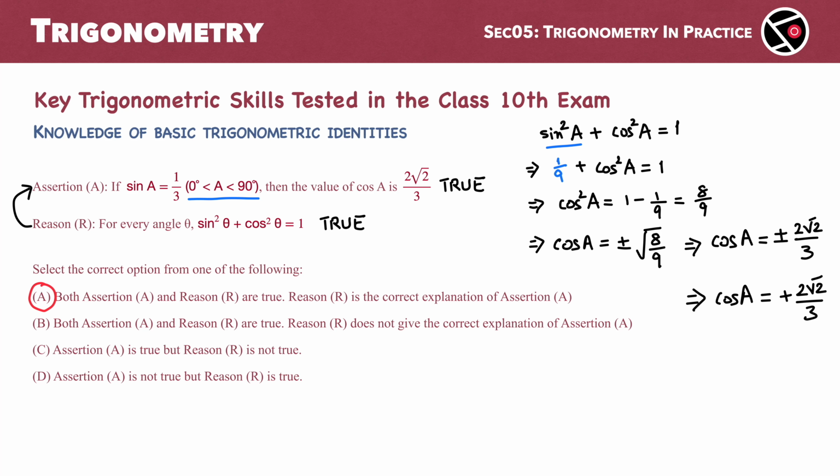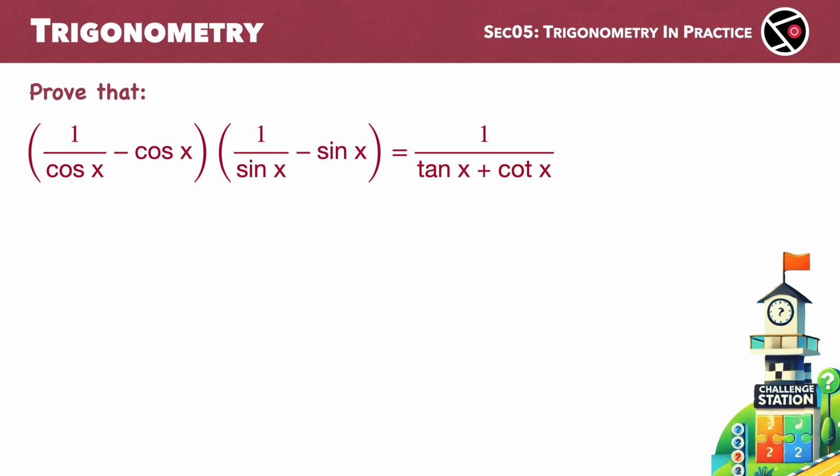With this, we have reached the final part of this section, the challenge station. We have to prove that (1 by cos x minus cos x) times (1 by sin x minus sin x) equals 1 by (tan x plus cot x). Once again, please pause the video and give this challenge a try.